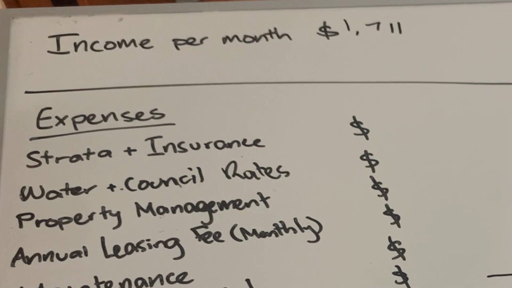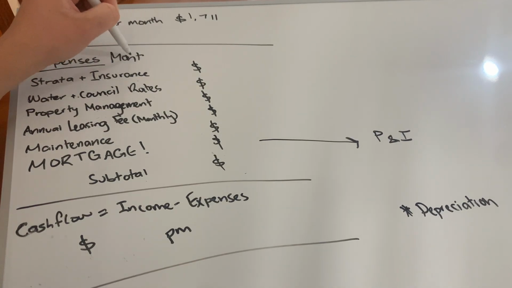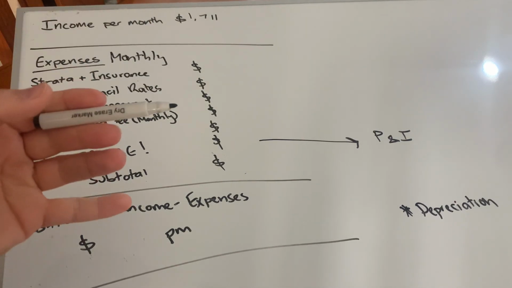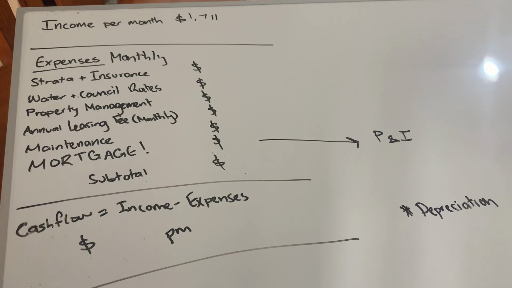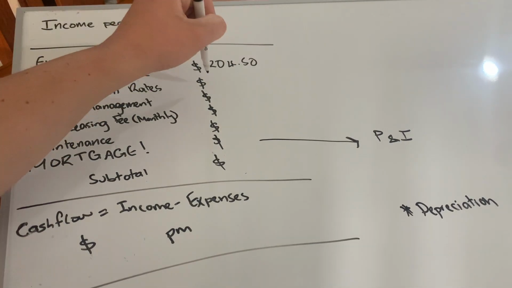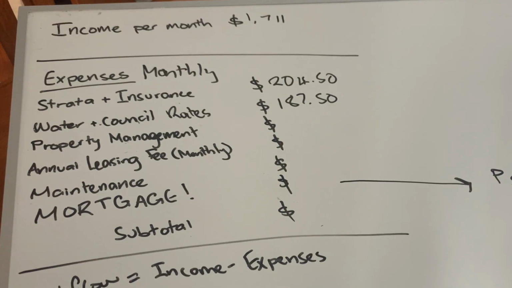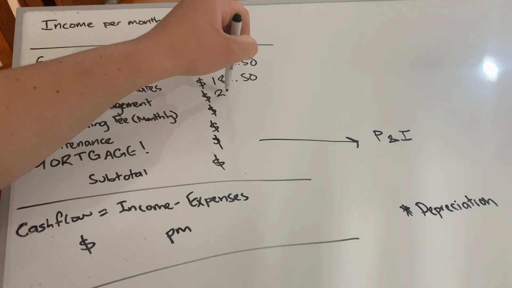And now let's take a look at the expenses. Starting off with the strata and insurance, I'm going to put this as a monthly breakdown. And guys, forgive my handwriting, I'm also left-handed, so I'm trying not to smudge things as I go. Now we have for that $204.50 per month, $187.50 per month. The property management fee will change based on what rent is being paid on the property, but for now I've worked this out based on the $395 a week of rent, $222 per month.